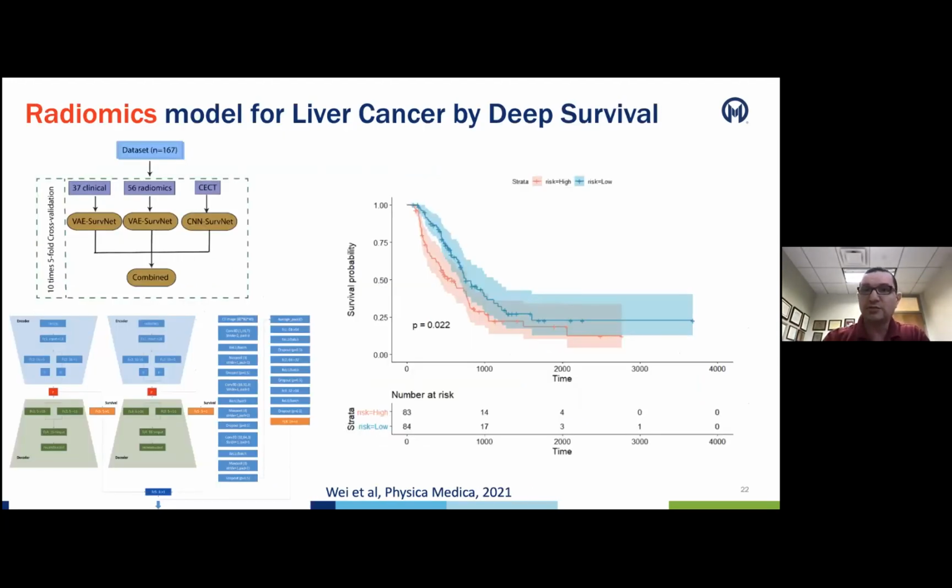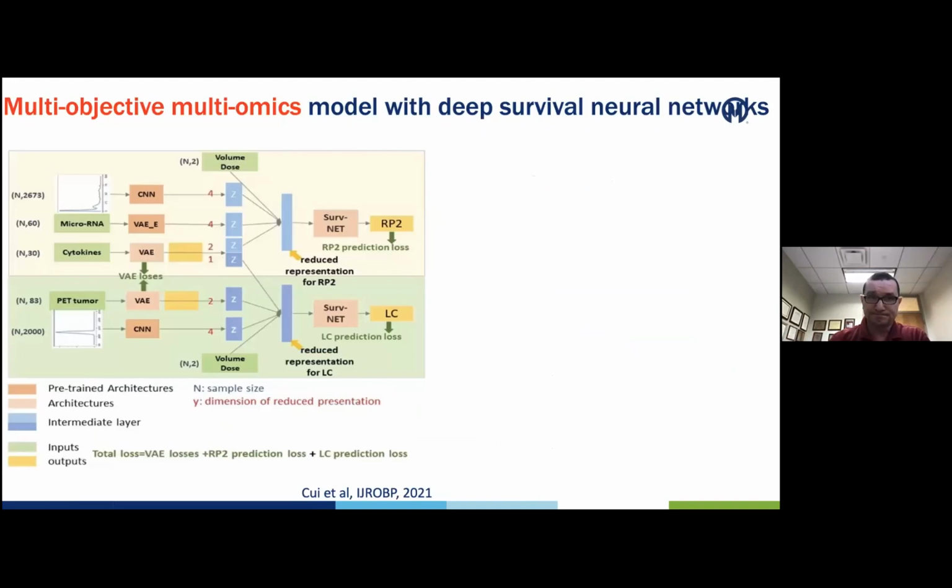Now, as I mentioned, we can use imaging information for predicting response, in this case, looking at survival in liver cancer in a field called radiomics. And you can see using these deep learning techniques, you can distinguish between patients who are at higher risk from death from patients who are at lower risk from death.